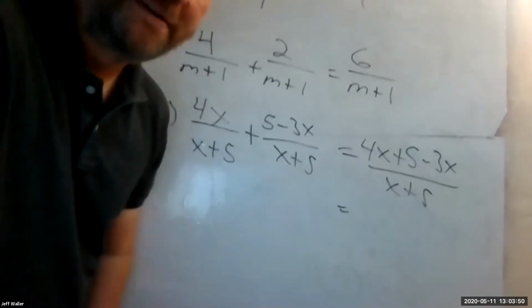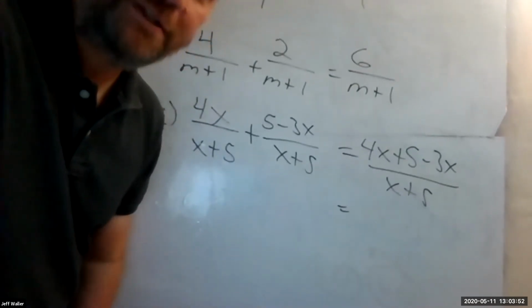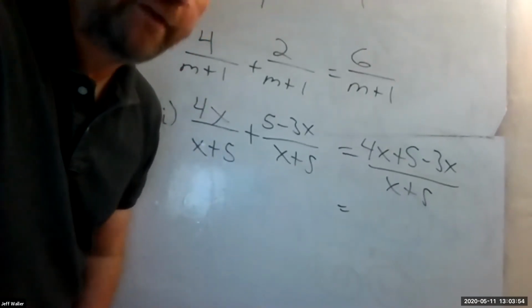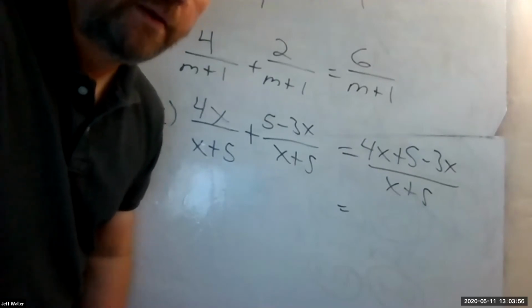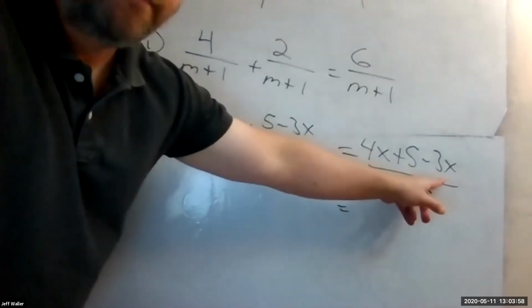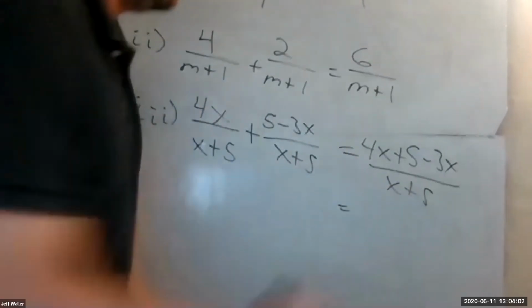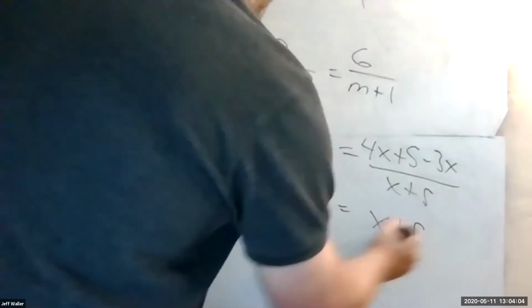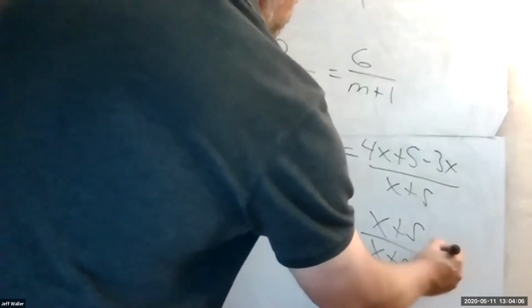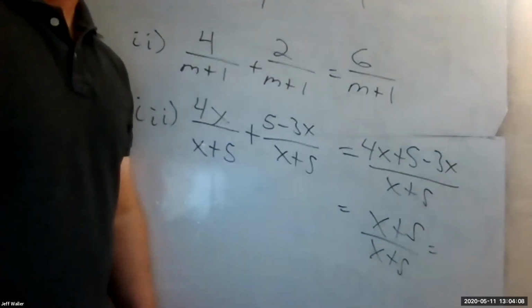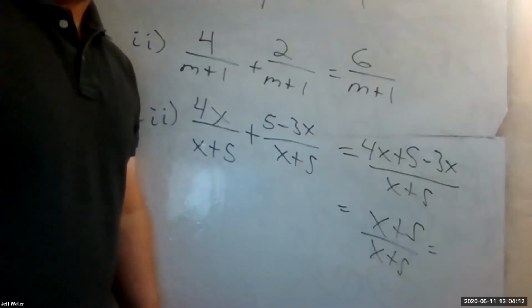No, stop. You can only put together like terms. I can't put together 4x and 5. They're not like terms. I can put my x's together. What's 4x minus 3x? 1x. 1x plus 5. That's it. No. One more step.